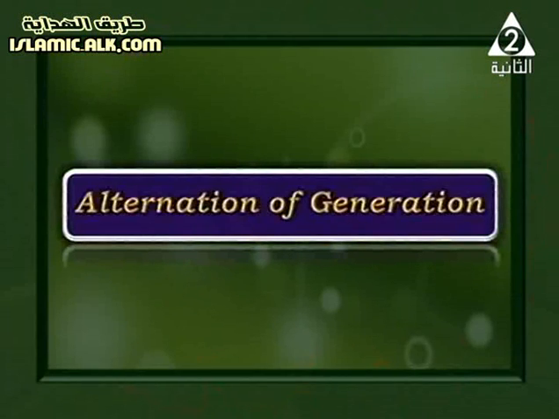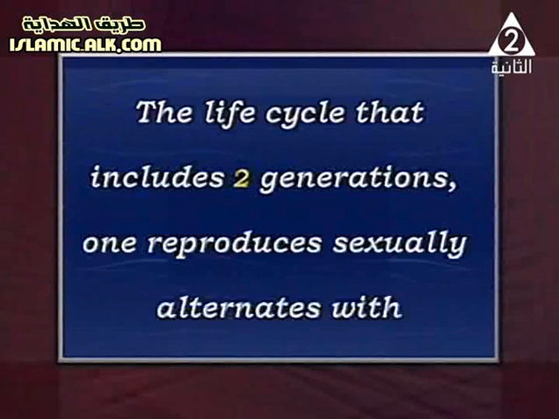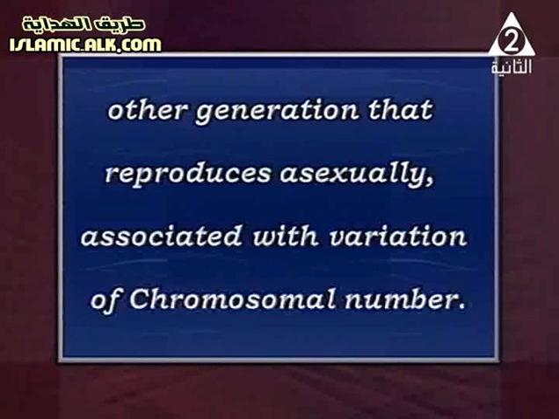Alternation of generation is one of the types, as we said last time, of sexual and asexual reproduction for living organisms. It is a life cycle that includes both generations. One of them reproduces sexually and the other alternates with it, reproducing asexually. So it carries the benefits of both sexual and asexual reproduction.